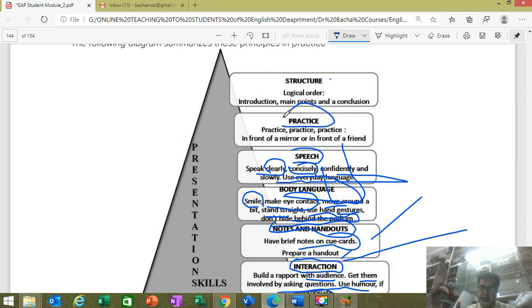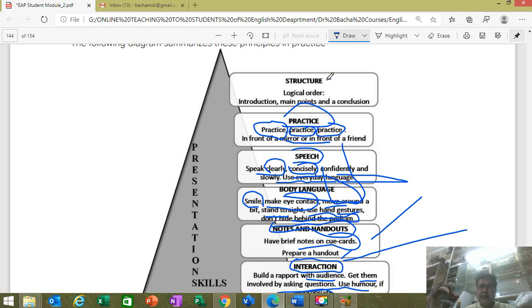And practice, and practice. Remember, for the best presentations you need to practice more and more. The more you practice, the clearer it becomes. Practice in front of a mirror or in front of a friend. The more you practice, the more confident you will get, and your presentation will be superb.